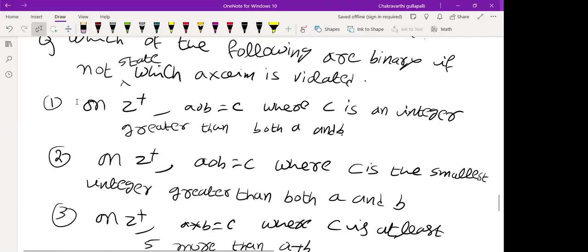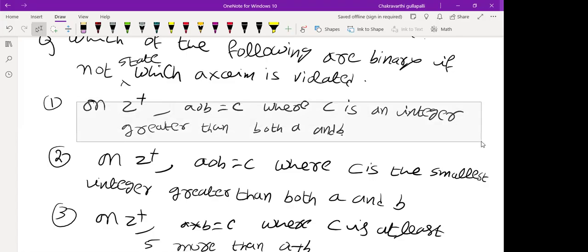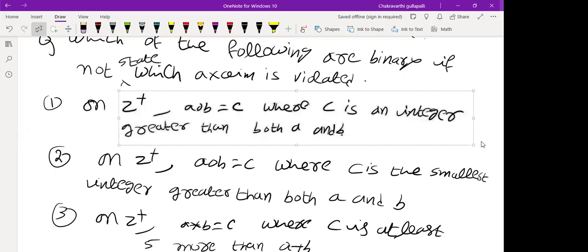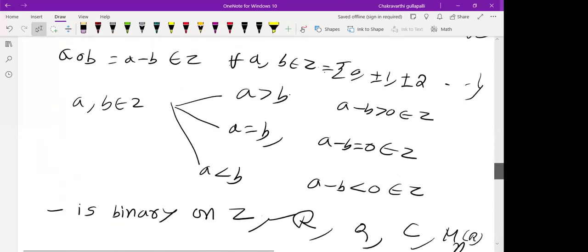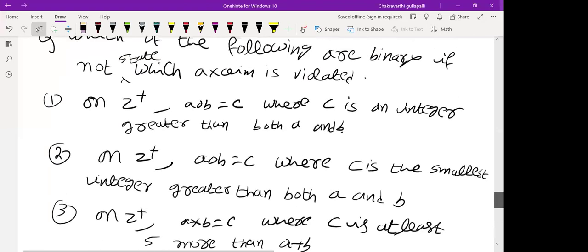Is it binary or not? I want to know. On Z plus, of course. Can you tell me, is it binary or not? C is an integer greater than both A and B. The difference between the first and second is that the second uses the word smallest integer, or greatest integer, that's it. Let us see whether it is working out or not.